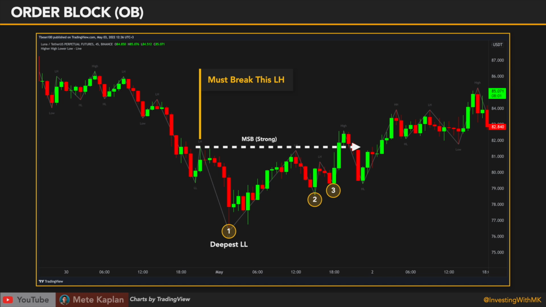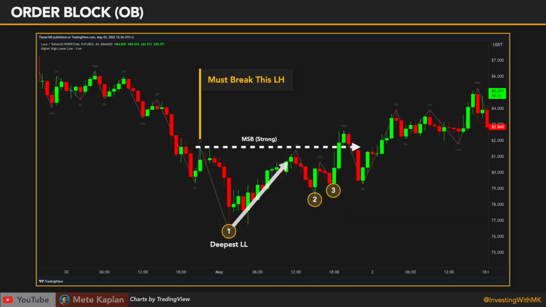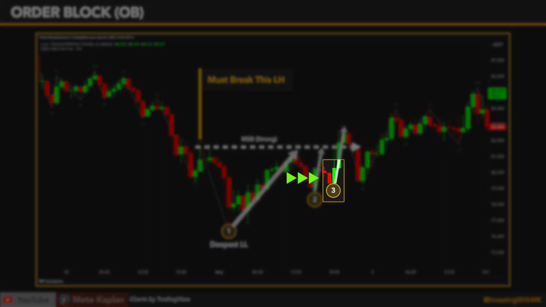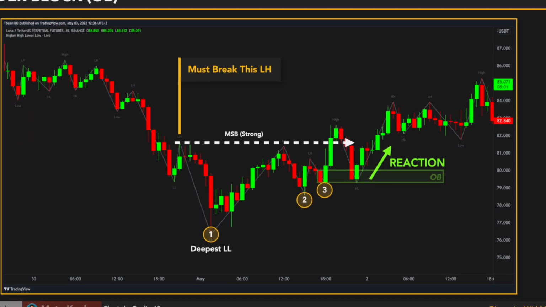As you can see in this example, there is a bit of consolidation before the market structure break. There are 3 swings. Does number 1 cause MSB? No. Does number 2 cause MSB? No. Does number 3 cause MSB? Yes. Now, this red candlestick is our order block. As you can see, price came back to our demand zone and reacted really well.